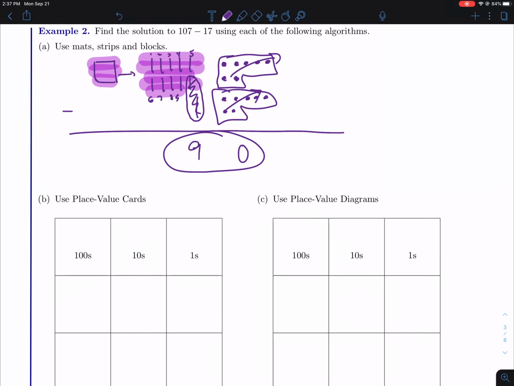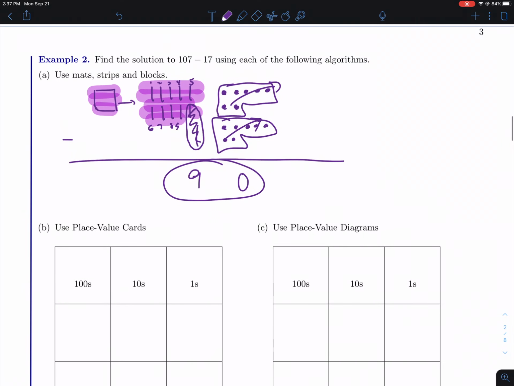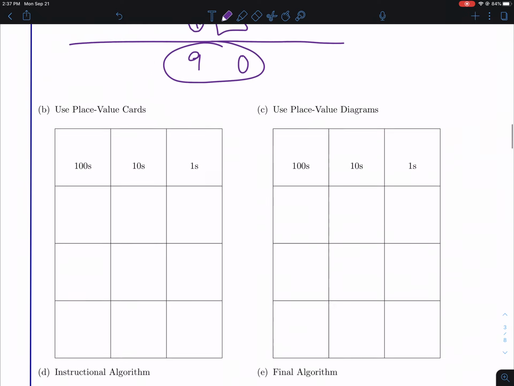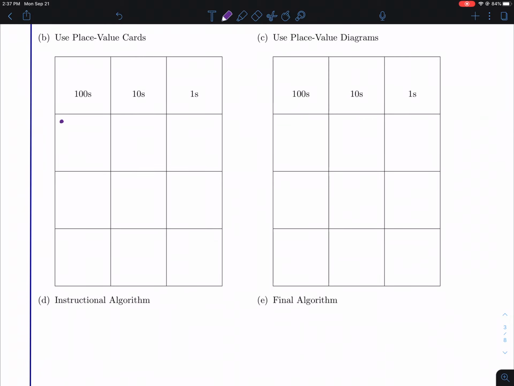So, all right. Place value cards. Again, remember this is where we're going to be using our dots to represent each position. So again, I'm going to do 107 minus 17. So the first thing I need to do is write them in their expanded form. So I'm going to get a 1 for the 100 and then 7 dots in the ones position. And so that's my number 107. And then 17, I'm going to get a 1 there and then 7 dots in the ones position. And so again, it's time to subtract these guys.